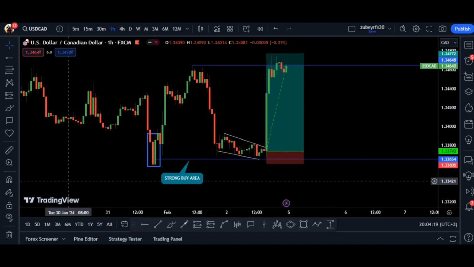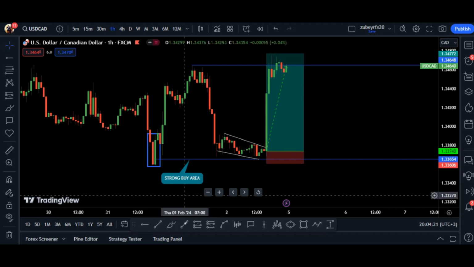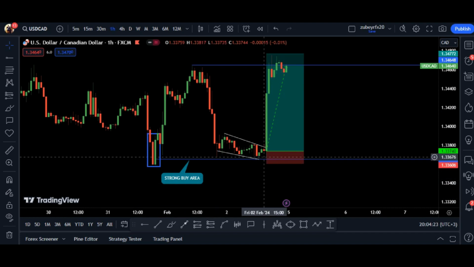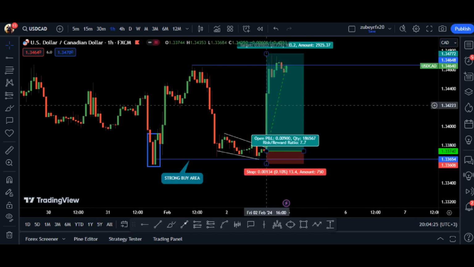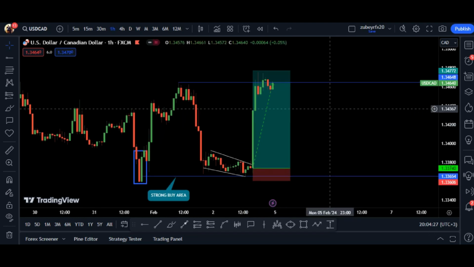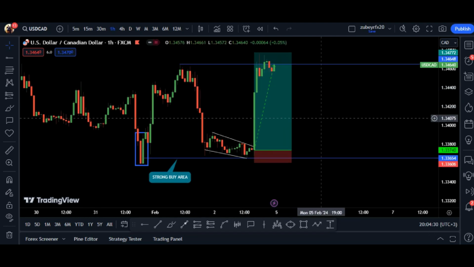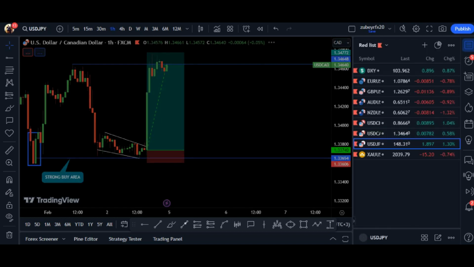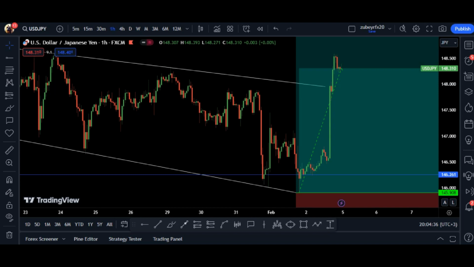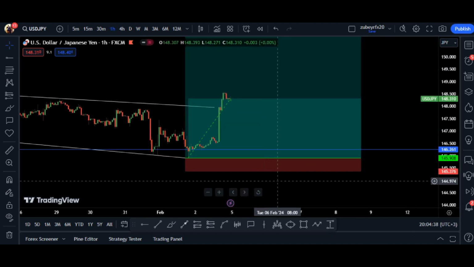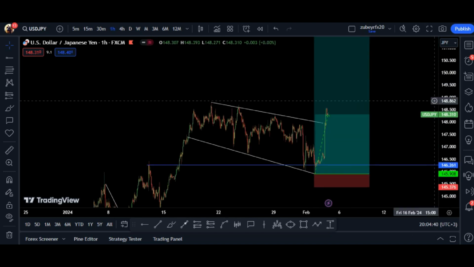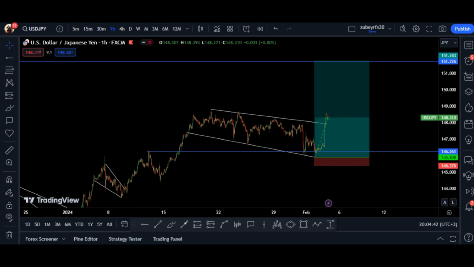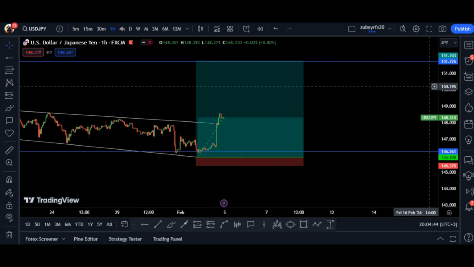perfect entries as well. So now here we have a strong buy area as well, double bottom plus descending channel, reversal pattern formed here, and we get almost 100 pips. Okay, guys, all of the pips we get, I think it's more than 1000 pips. Look how amazing JPY is as well. Look, all the USD pairs were strong.